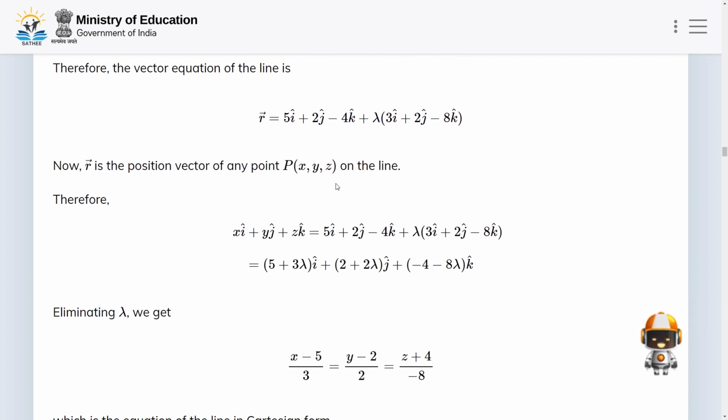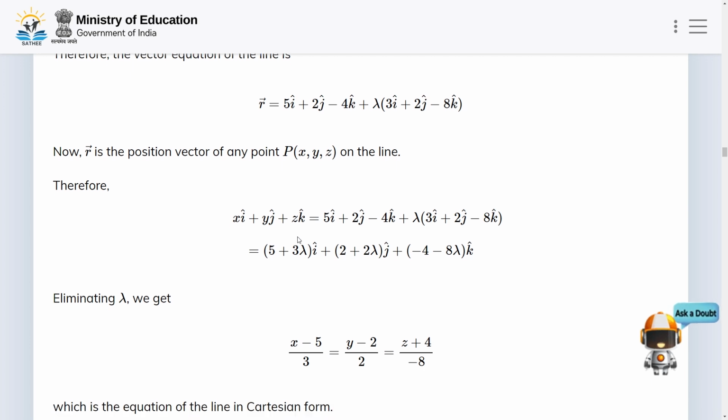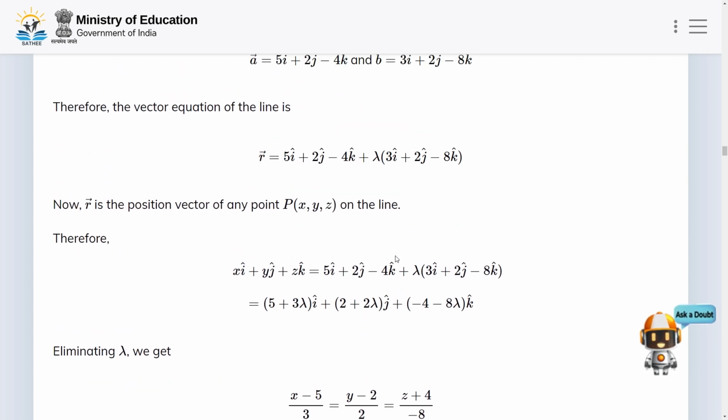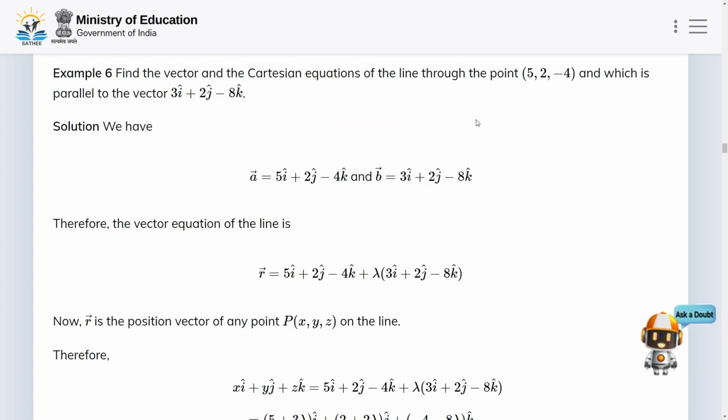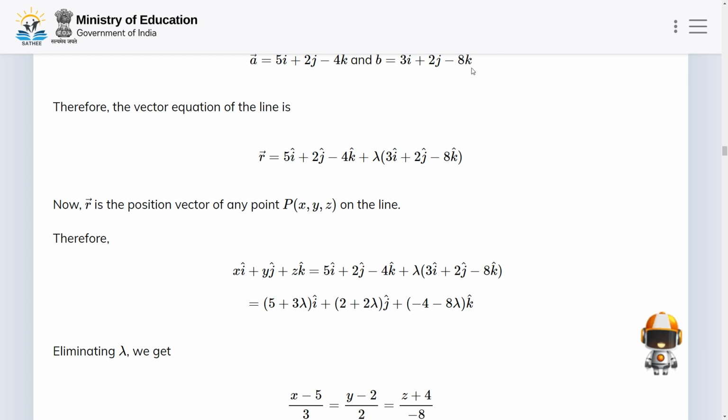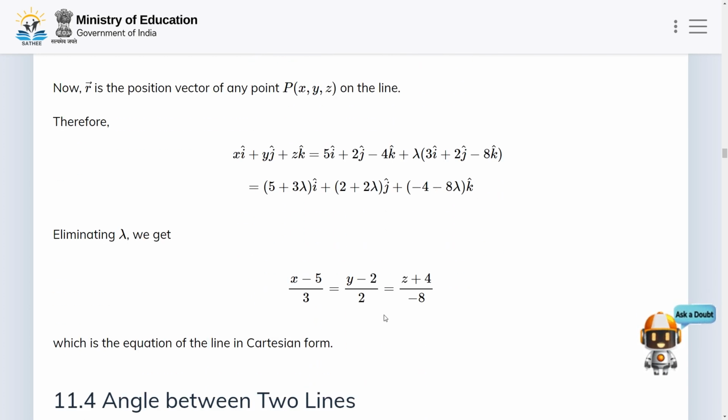Clear? Now r is the position vector of any point P. So this means you can write xi hat plus yj hat plus zk hat as your r in component form. Now compare, and you will have the Cartesian form as (x minus 5) by 3, (y minus 2) by 2, equals (z plus 4) by minus 8. You can also conclude directly from the given point: x minus 5, y minus 2, z plus 4, and in the denominator you get these scalars, 3, 2, minus 8. So it is very easy to write the Cartesian form.